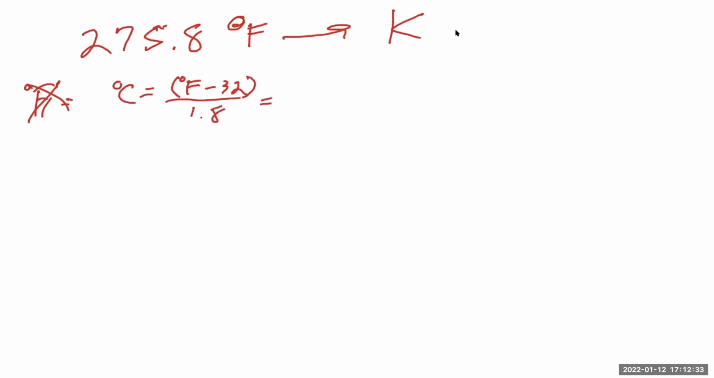Now, my degrees Fahrenheit is 275.8, minus 32, divided by 1.8. You do the math, do the parentheses first. We do 275.8 minus 32 equals, get the value, then divide that value by 1.8 equals 135.4 degrees centigrade.